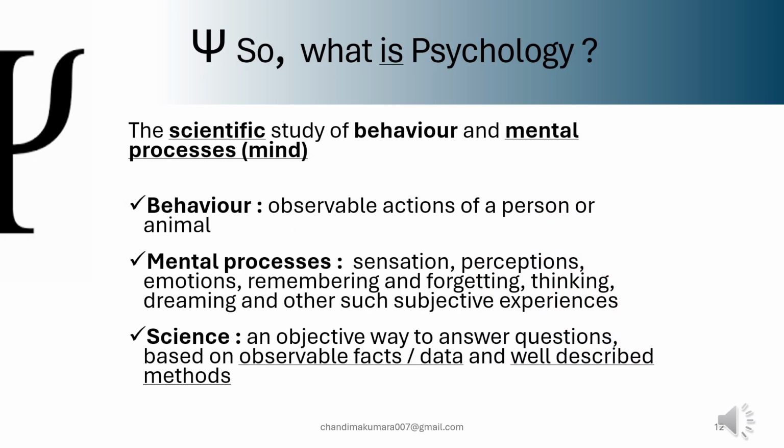In contemporary psychology, the field is defined as the scientific study of behavior and mental processes, often referred to as the mind. Behavior encompasses the observable actions of individuals or animals. Mental processes include sensations, perceptions, emotions, memory, remembering and forgetting, thinking, dreaming, and other subjective experiences. Psychology adopts a scientific approach, relying on objective methods to answer questions. This involves gathering observable facts or data and employing well-described methods to analyze and interpret findings.